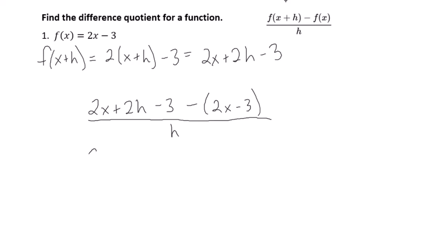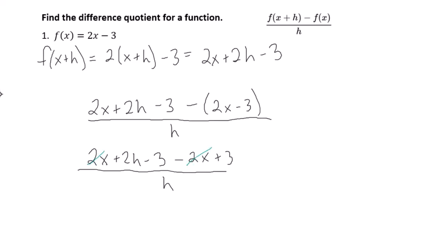And so now we get 2x plus 2h minus 3 minus 2x plus 3 over h. And with the difference quotient, a lot of times you'll end up with stuff that crosses out. So as you see, 2x minus 2x cancels out, a negative 3 and a plus 3 cancels out. And now we're left with 2h over h. H's cancel out, and we're just left with a 2 as our answer because the h's cancel out, top and bottom. All right, so that's our first example of difference quotient.